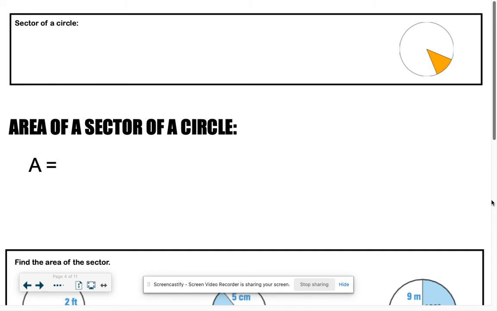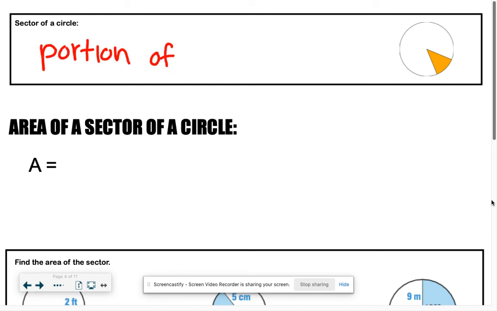What does this little thing look like? The sector of a circle? It looks like an angle, yeah. Piece of pie. Doesn't it kind of look like Pac-Man too? Anyways, a sector of a circle is just a portion. It's just part of your circle. So a portion of your circle.